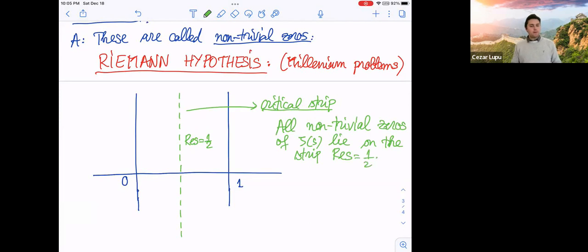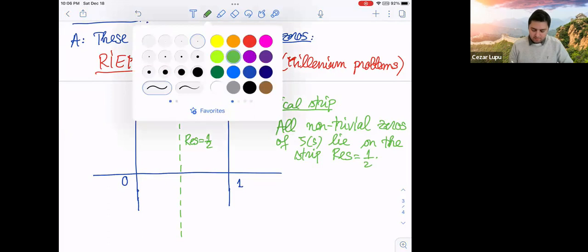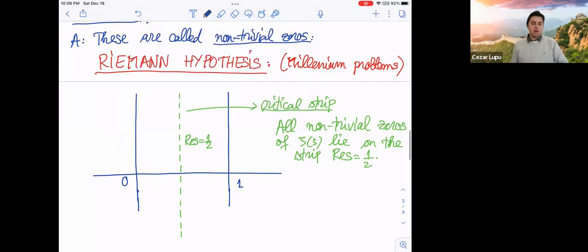Anyway, Hardy was the one who actually proved that there are infinitely many zeros of the Riemann zeta function on this critical line. And of course, using powerful computers, it has been verified that a gazillion zeros are lying on the critical line. But still, it's a conjecture, and probably it's harder than you think. So in a nutshell, this is what we know about the Riemann zeta function, more or less. There are some results, but I don't want to go into this because it's not the object of our talk.